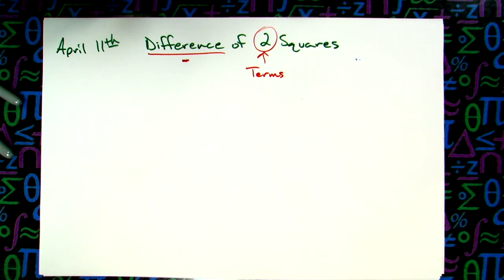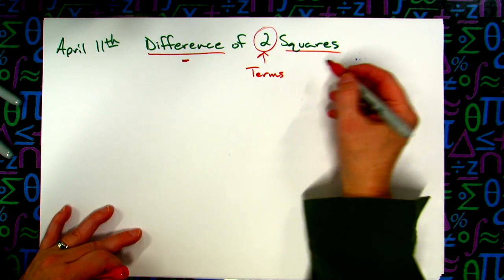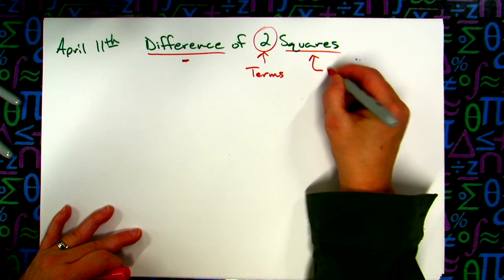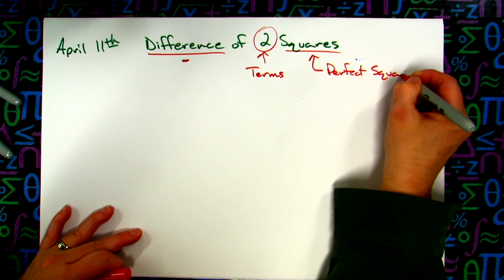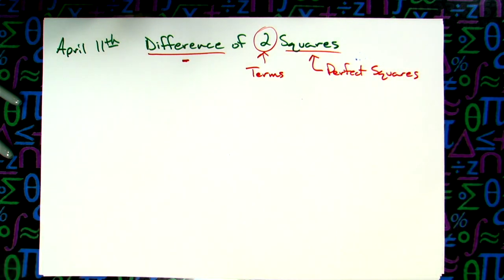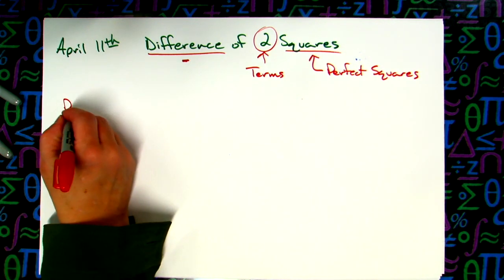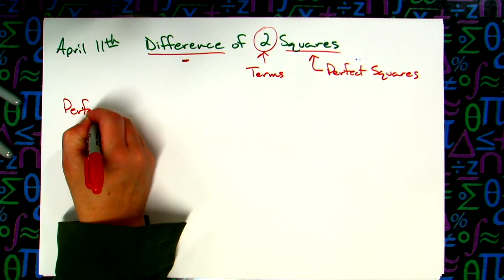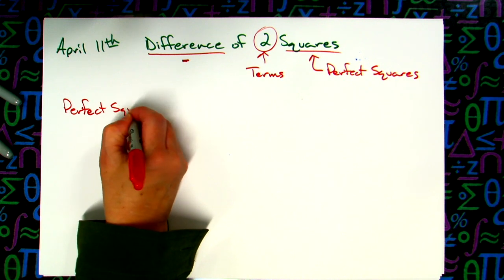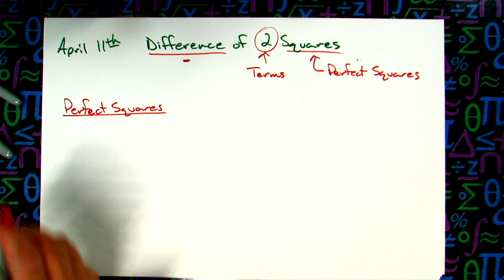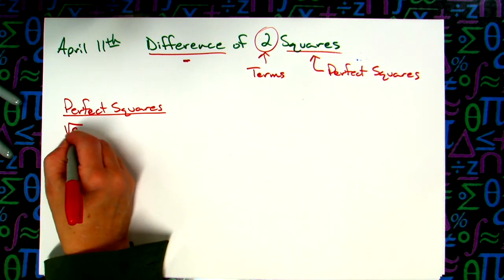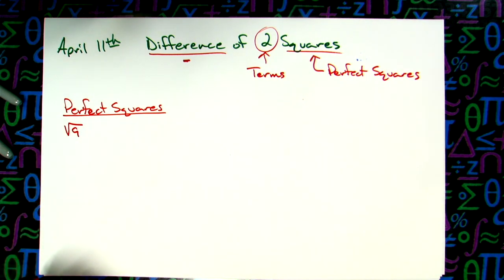The fact that they've used the word squares means that the numbers need to be perfect squares. So we're going to review this idea of perfect squares from middle school. You did square roots in middle school, and most of the time you probably did the perfect square roots. In middle school you learned that the square root of 9 is how much? 3, because 3 times 3 is 9.